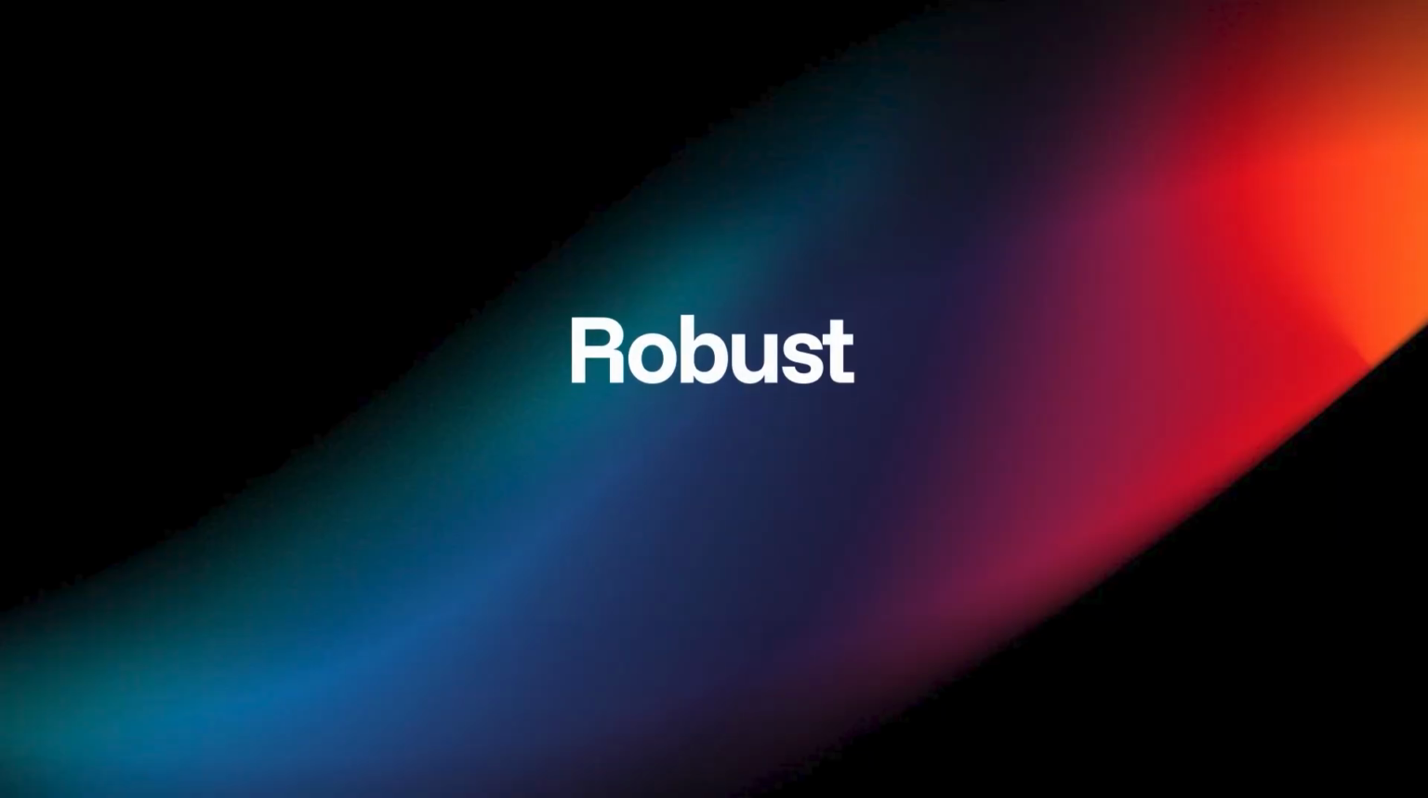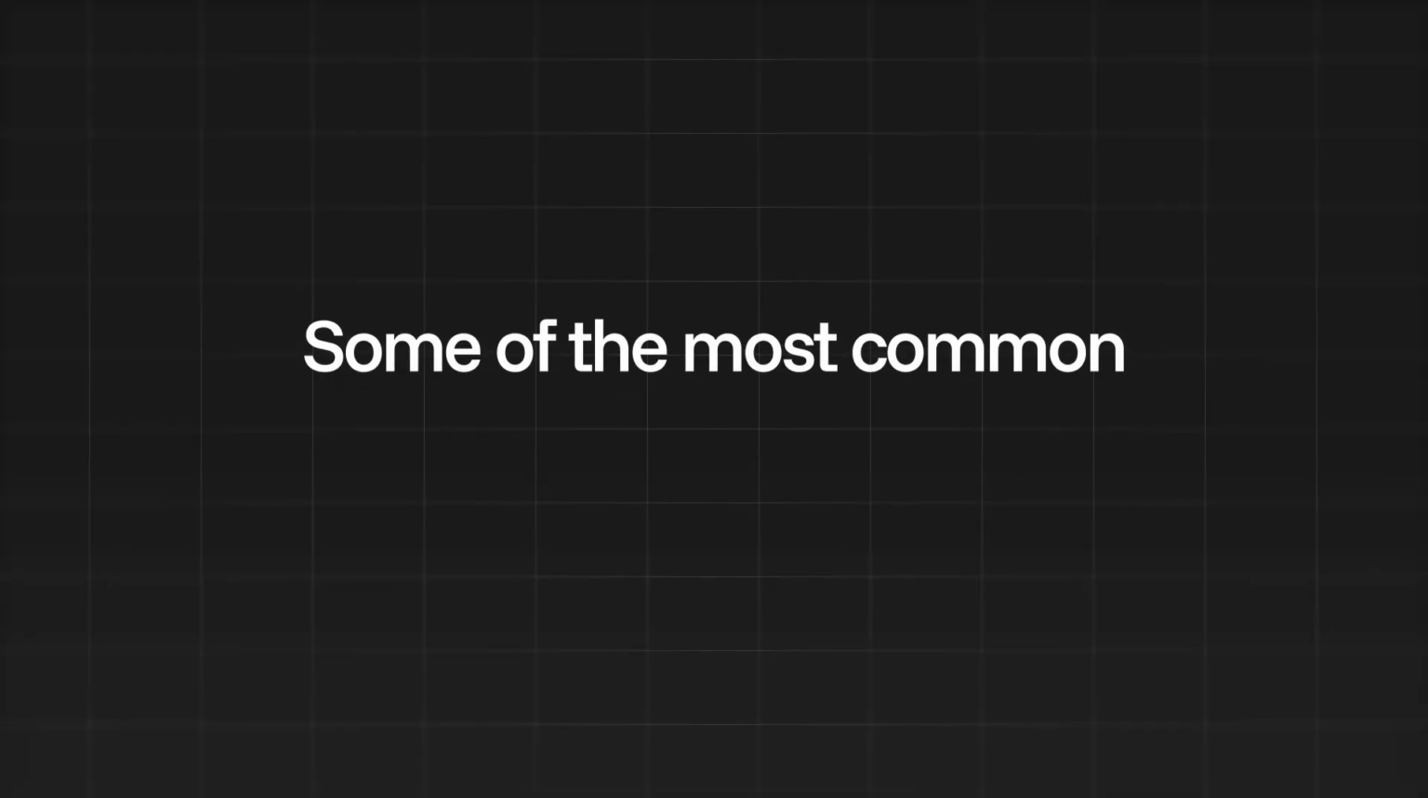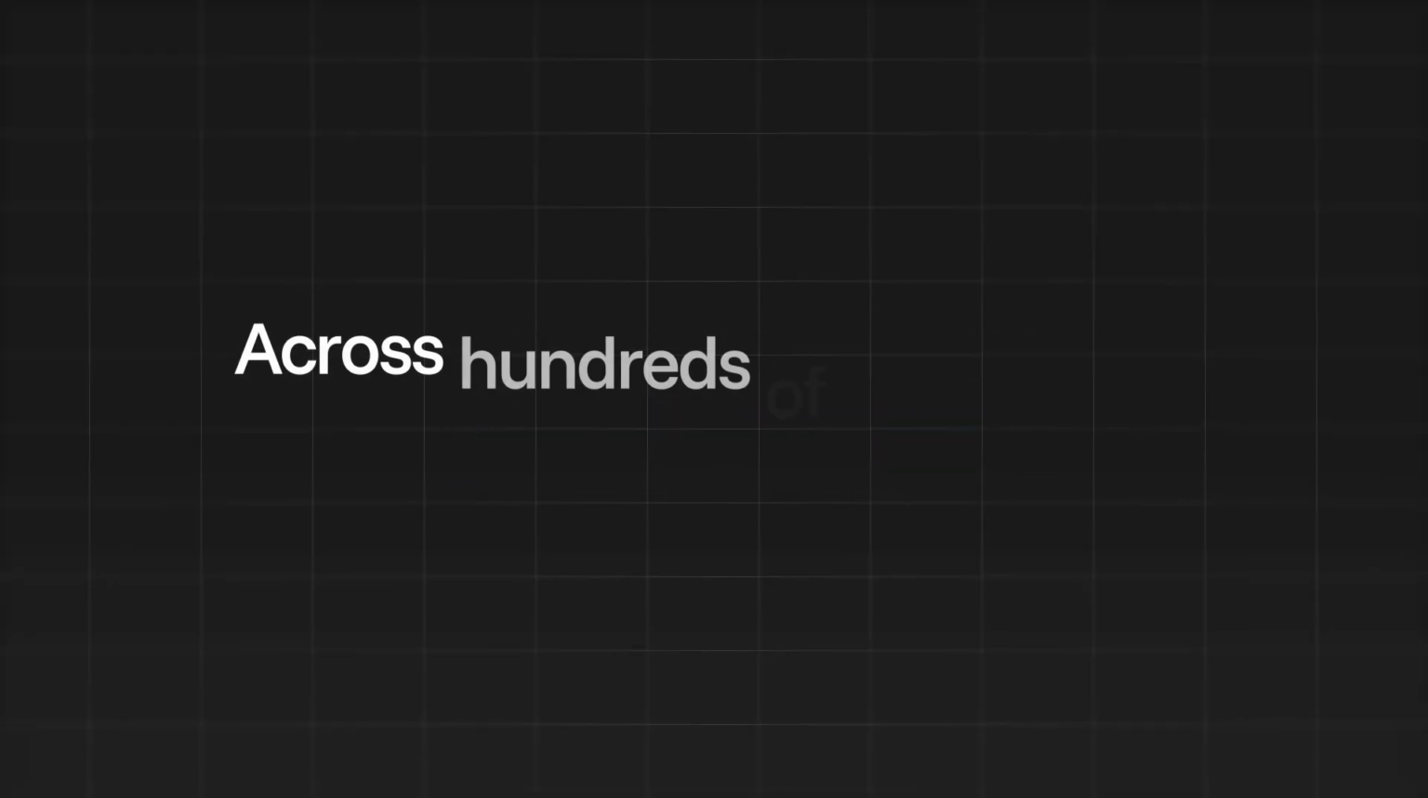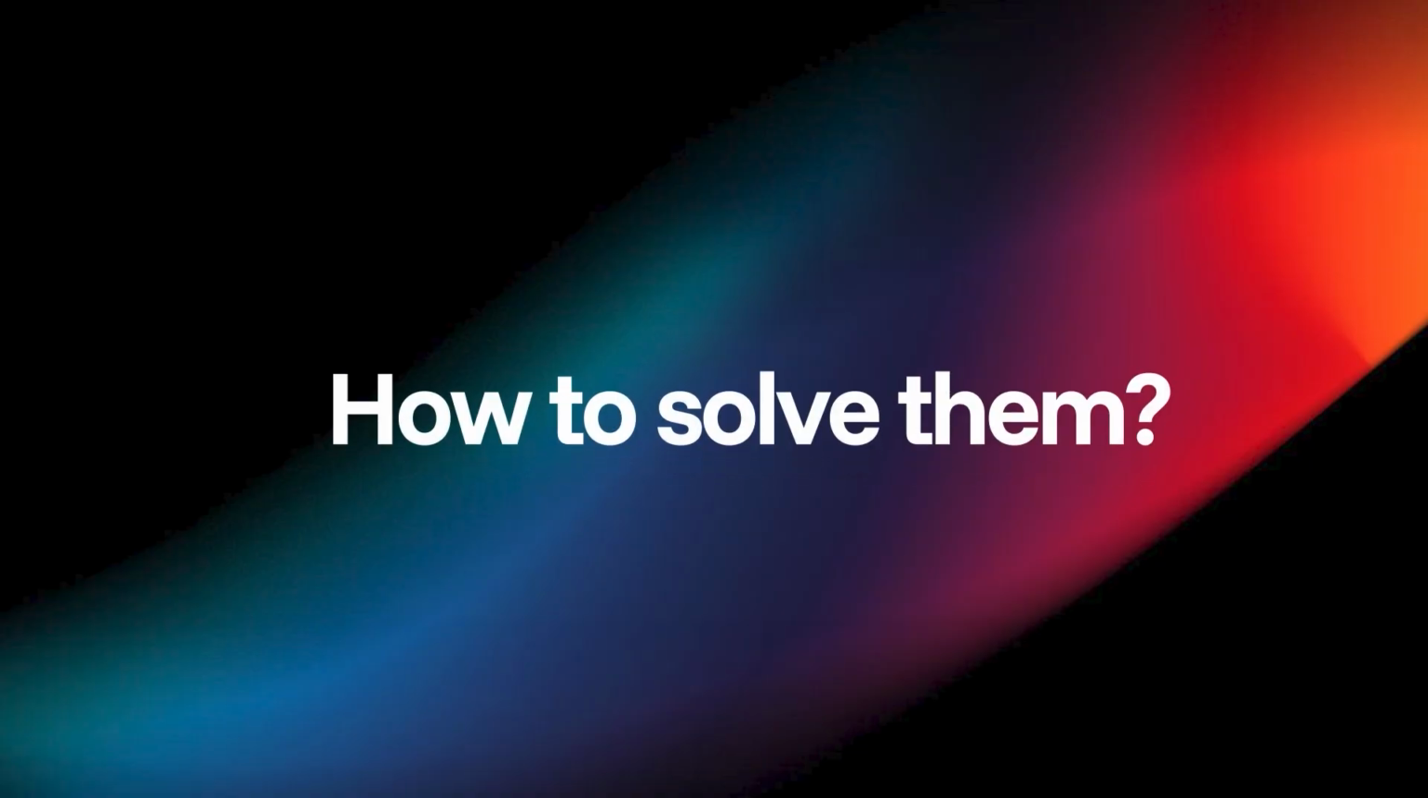It's not that hard to build some RAG or chatbot application that works 80% of the time, but building something that's actually robust and working in production is very hard. In this video, I want to tell you about some of the most common failure modes that I've seen across hundreds of deployments in production, and try to give you some indications on how to solve them.